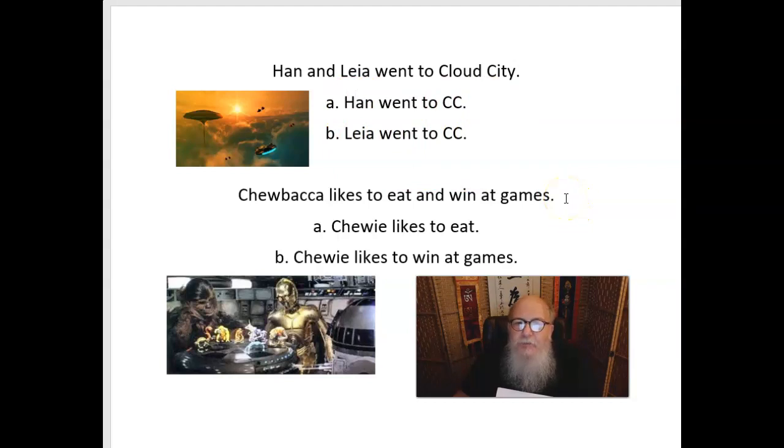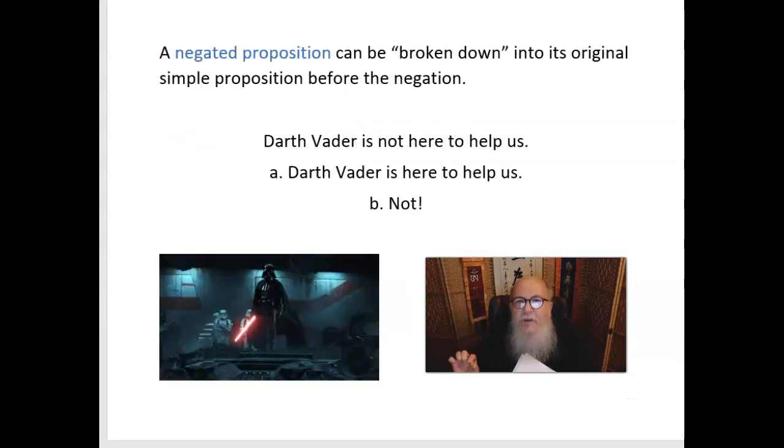Or suppose we say Chewbacca likes to eat and win at games, right, as C-3PO found out. Well, that has two components. Chewie likes to eat and Chewie likes to win at games. And then if we think of a negated proposition where we say something is not, it's considered compound as well, but in a special sense. Because if we look at a sentence like, Darth Vader is not here to help us, right, and we know he's not. It has the component, Darth Vader is here to help us, and it's negated, so it has a complex meaning.